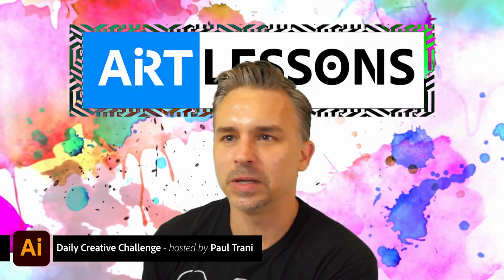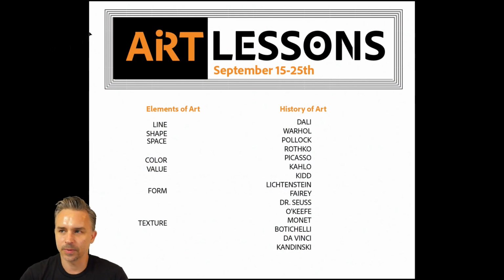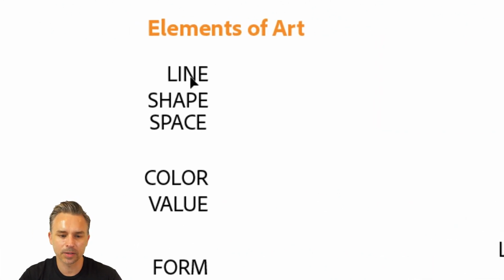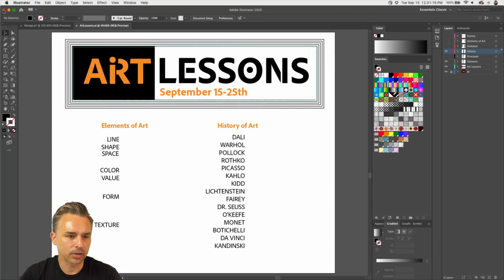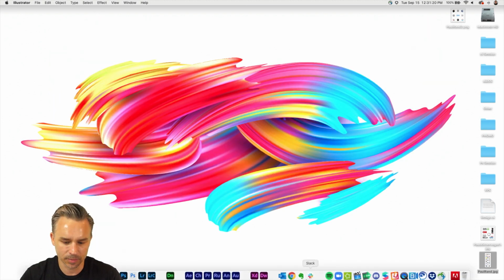This is what we talked about yesterday. So we have, for the next 10 days, a number of lessons where we'll be talking about the elements of art and history of art. This week's all about the elements of art. So we're going to start right up here. Line, shape, space. That's what we're going to do to create a modern logo, Paul Rand inspired logo. So let's just jump out there.